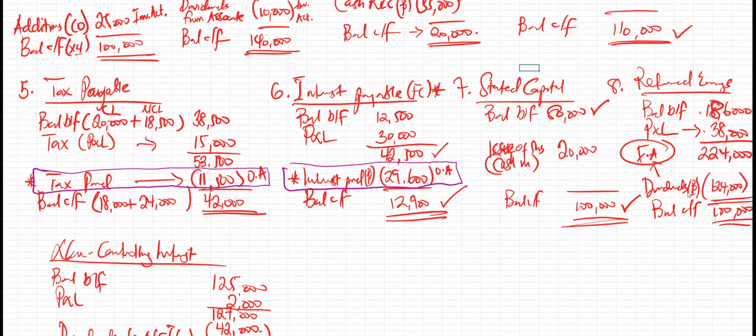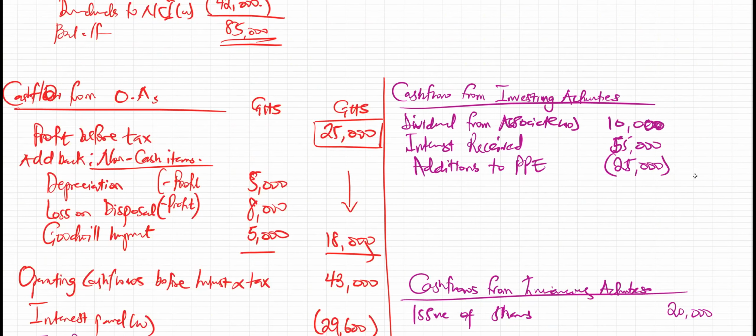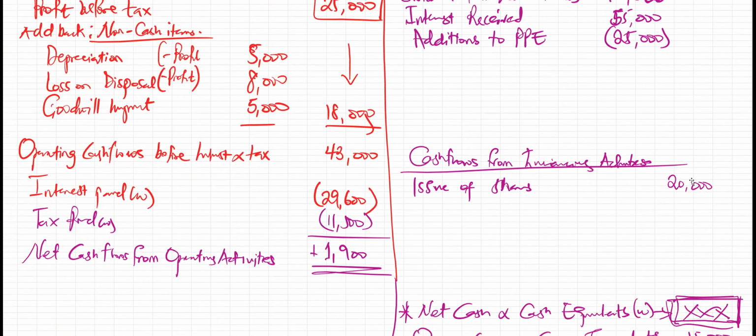Then retained earnings, dividend paid by the parent. How much was it? 124,000, right? It's an outflow. Good.